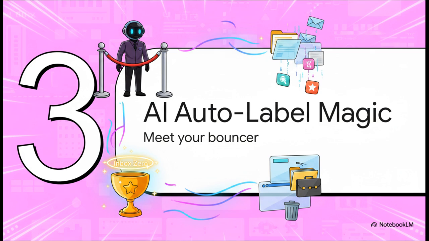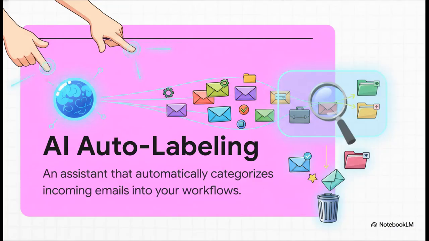All right, Module 3, AI Auto-Label Magic. Okay, take a deep breath. This is where we pivot to the concept of delegation. You see, top-tier professionals do not sit there sorting every single piece of mail manually. No way. We're going to introduce the AI feature that will basically act as your personal bouncer to help you achieve the holy grail, Inbox Zero.